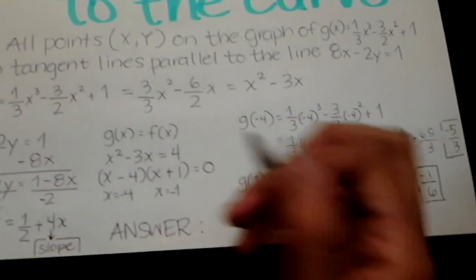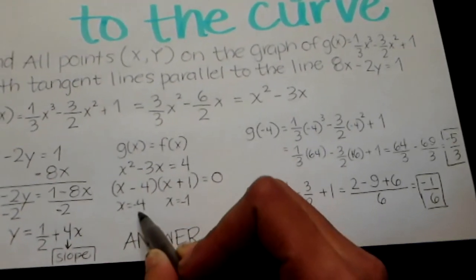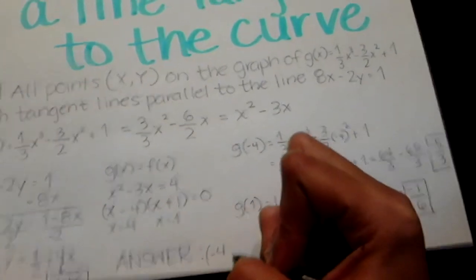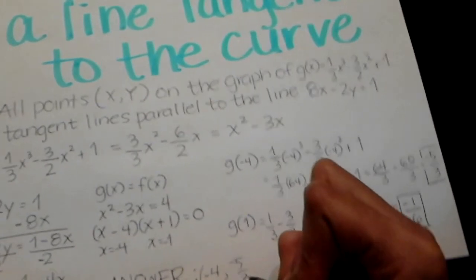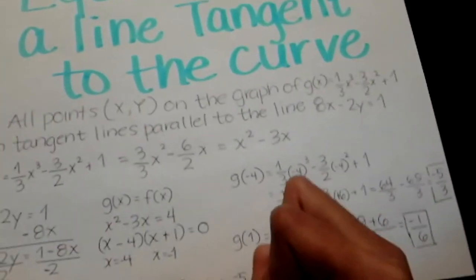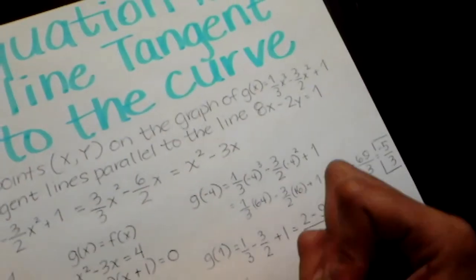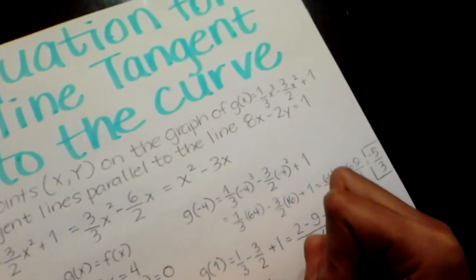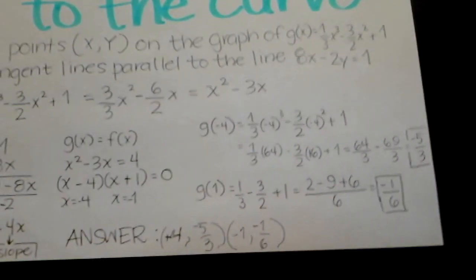And now your answer is, for x, it's 4, so it'll be 4, negative 5 over 3. Positive 4, I'm sorry. Positive 4, negative 5 over 3. And negative 1, over 6. And those are your points.